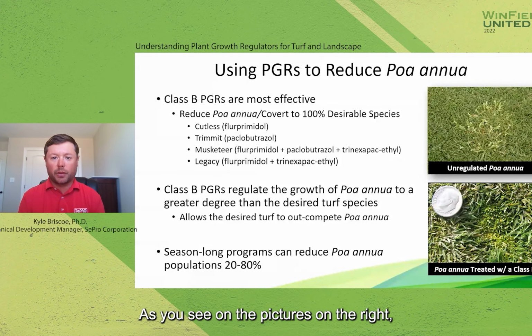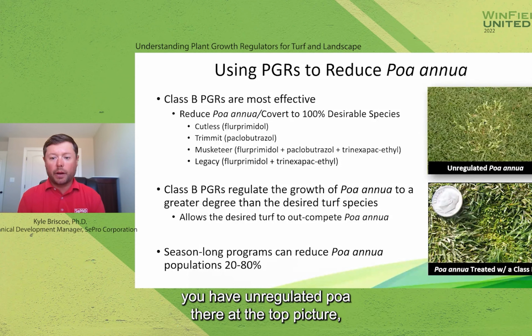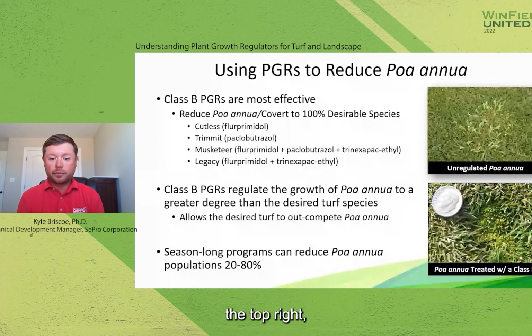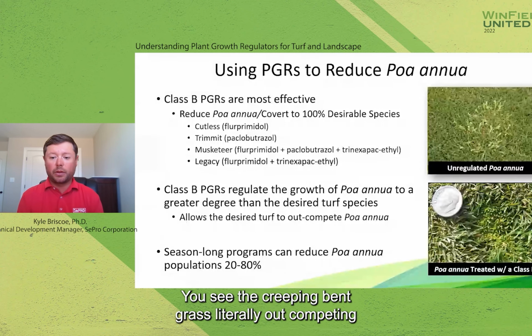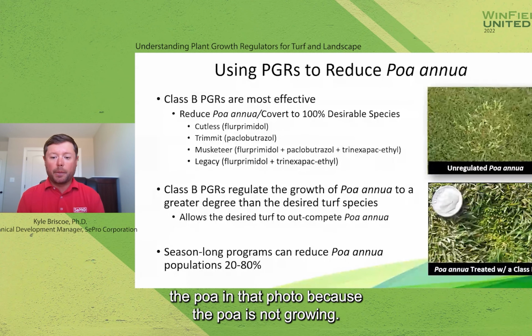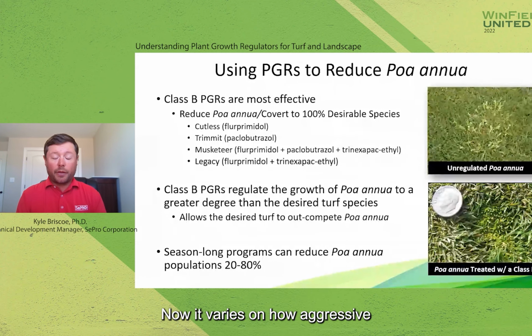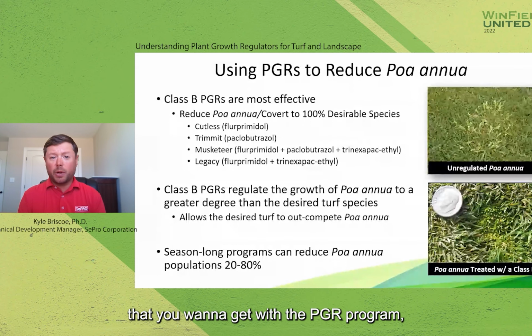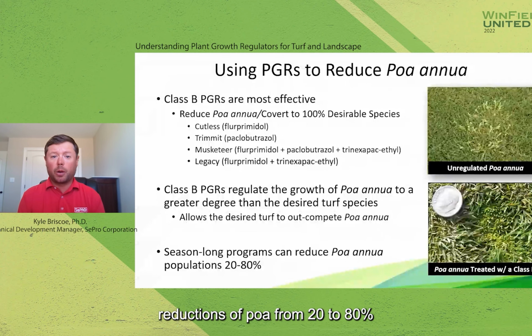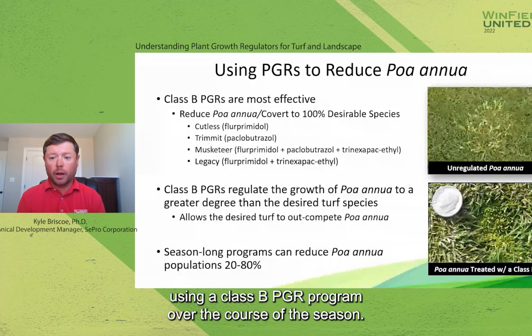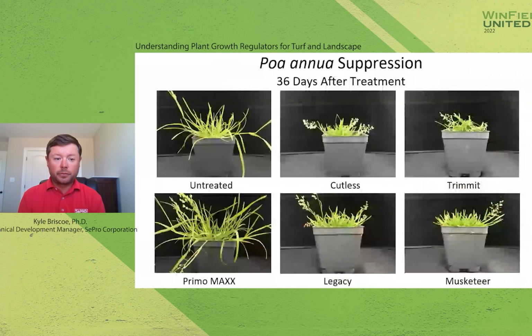As you see on the pictures on the right, you have unregulated POA there at the top picture, the top right, and then regulated, treated with the Class B PGR. You see how regulated the POA is. You see the creeping bentgrass literally outcompeting the POA in that photo because the POA is not growing. Now, it varies on how aggressive you want to get with the PGR program, but we've seen reductions of POA from 20 to 80% using a Class B PGR program over the course of the season.